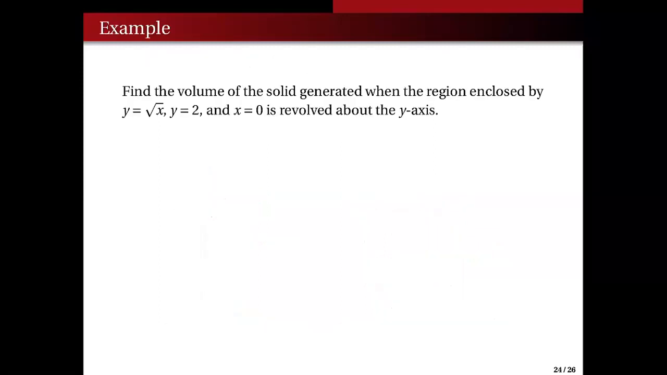Let's do this example. Find the volume of the solid generated when the region enclosed by y equals square root of x, y equals 2, and x equals 0 is revolved about the y-axis. So let's draw the region. So you have your x-axis here, you have your y-axis here. This is your square root of x. Okay, let me use a different color.